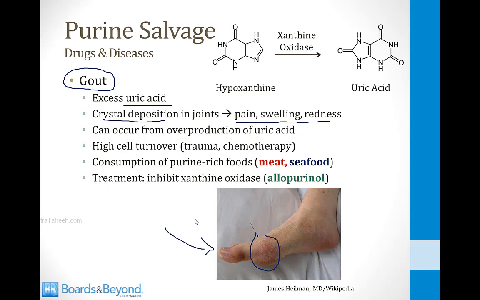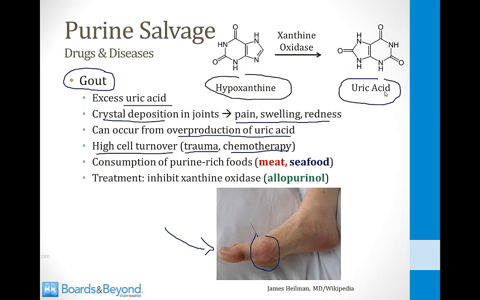But you can also develop a gout attack from overproduction of uric acid via the purine pathways. If there is high cell turnover, for example, in patients who have trauma or who have lots of cells dying from chemotherapy, there will be lots of purine spilled into the plasma. Those purines will get converted to hypoxanthine and then they will be converted to uric acid, and thus you will have high levels of uric acid, and this will be a setup for gout.